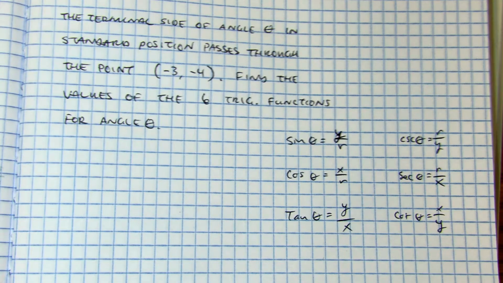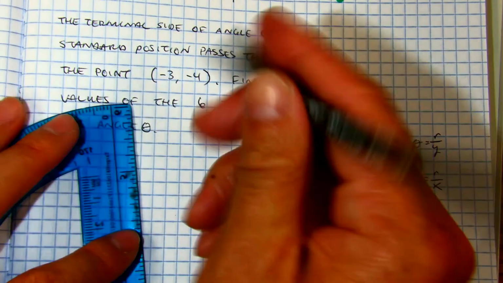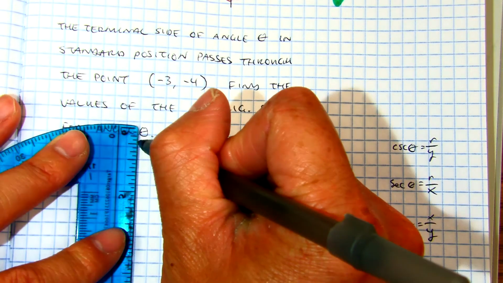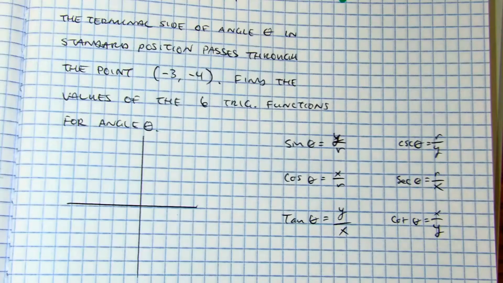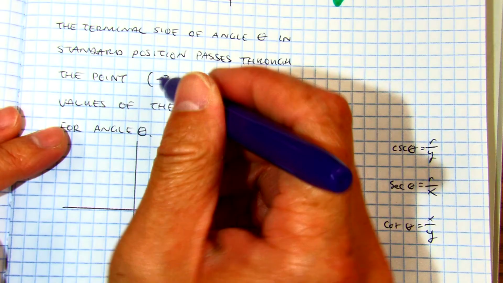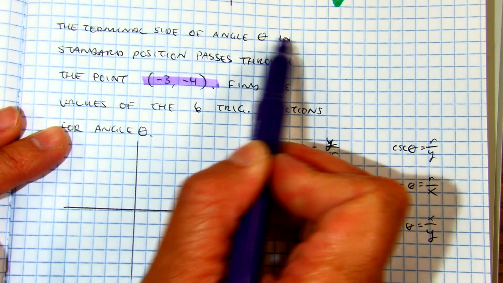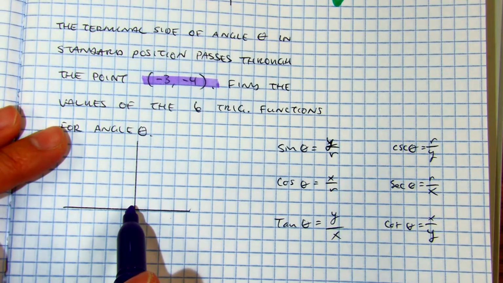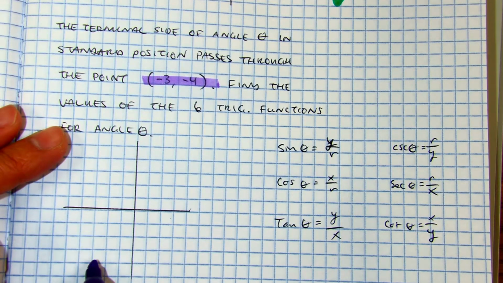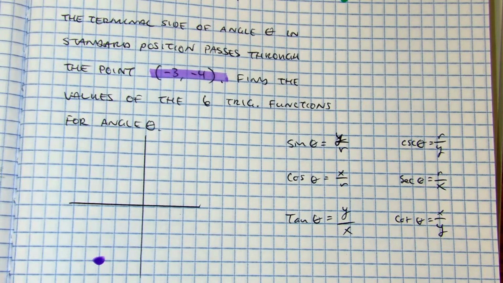Alright, the terminal side of angle theta. So let's go ahead and draw the coordinate plane. It says the terminal side of the angle theta in standard position passes through the point -3, -4. So -3, -4. There's -3, -4, right? Find the values of the 6 trig functions for angle theta.